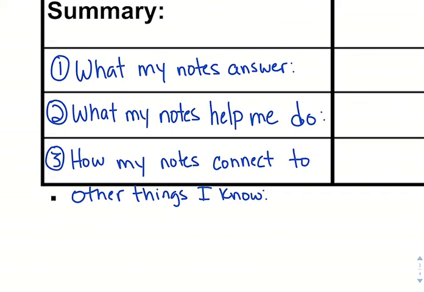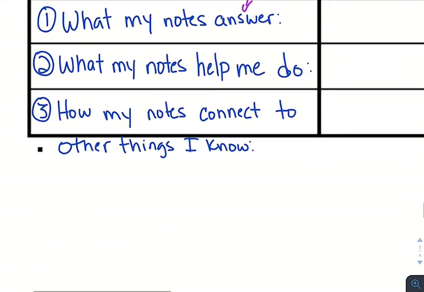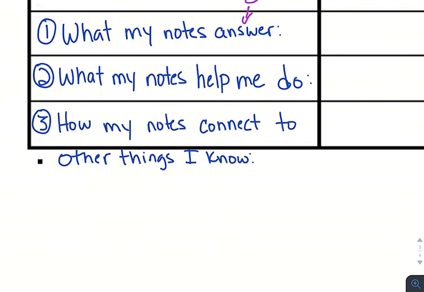What do your notes help you do? Like, what kind of skills, what kind of questions can you answer now that you have these notes in your possession? And then finally, how do these notes connect to other things I know? In other words, how is the information similar to what you've done before? You can take some guesses on how this is going to help you moving forward, right? So I know those notes are really long, but that's how they go sometimes. It's a lot of comprehensive notes.